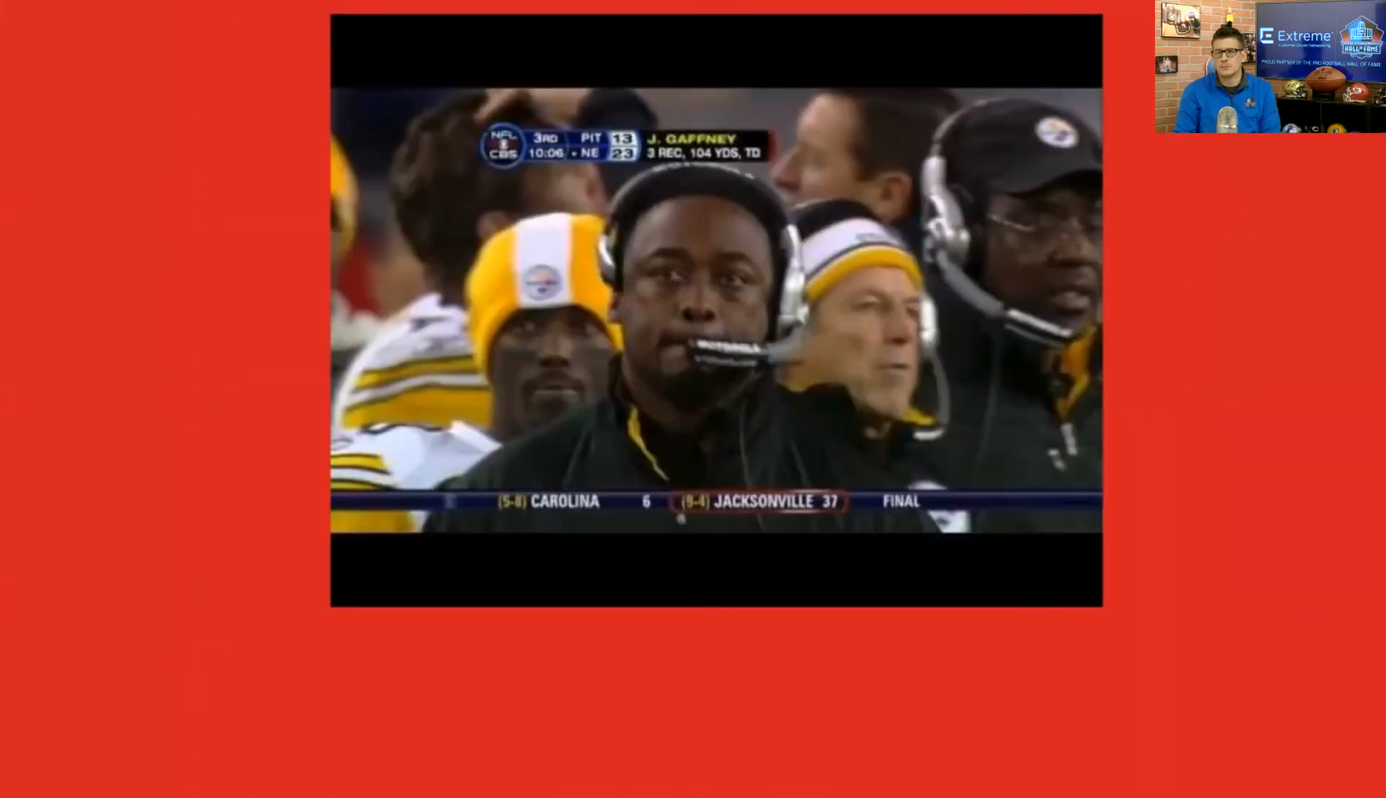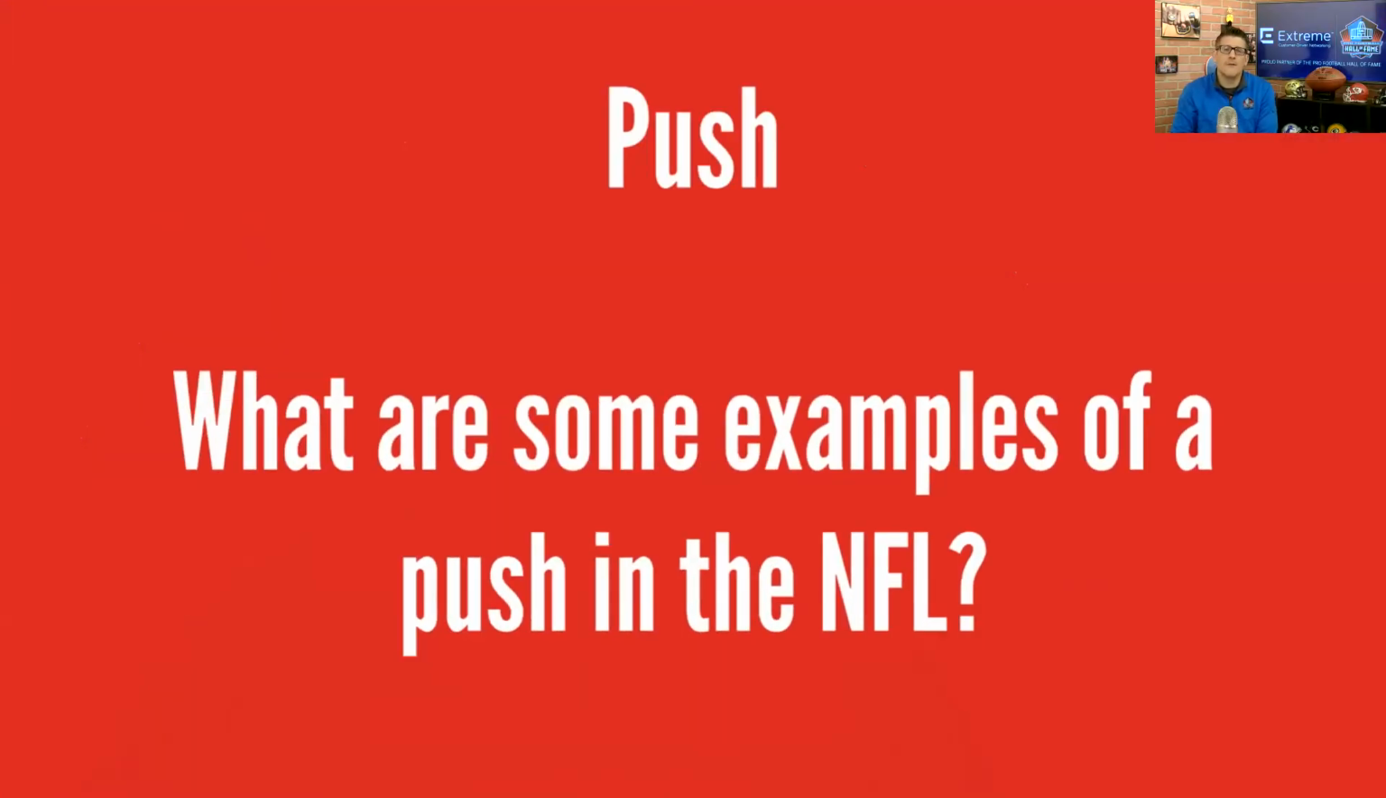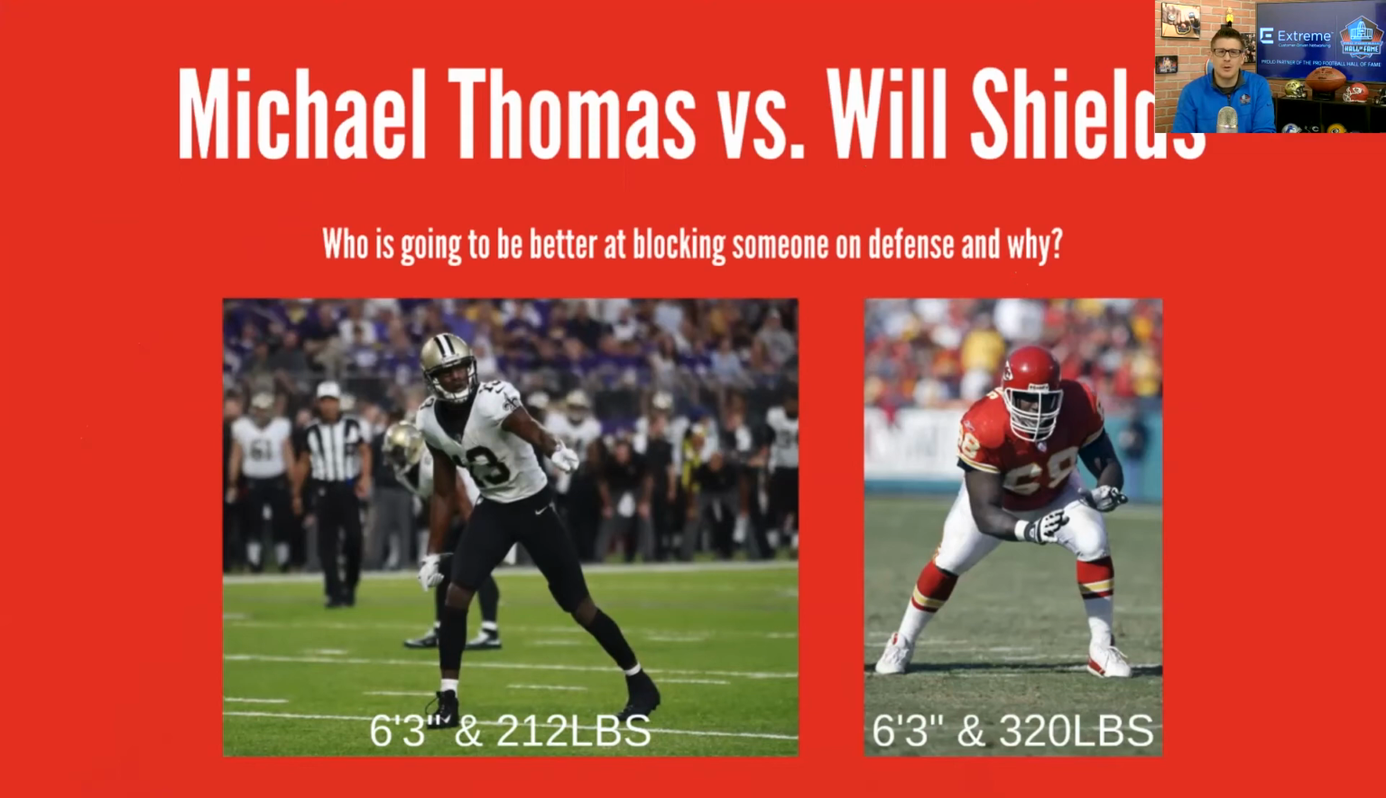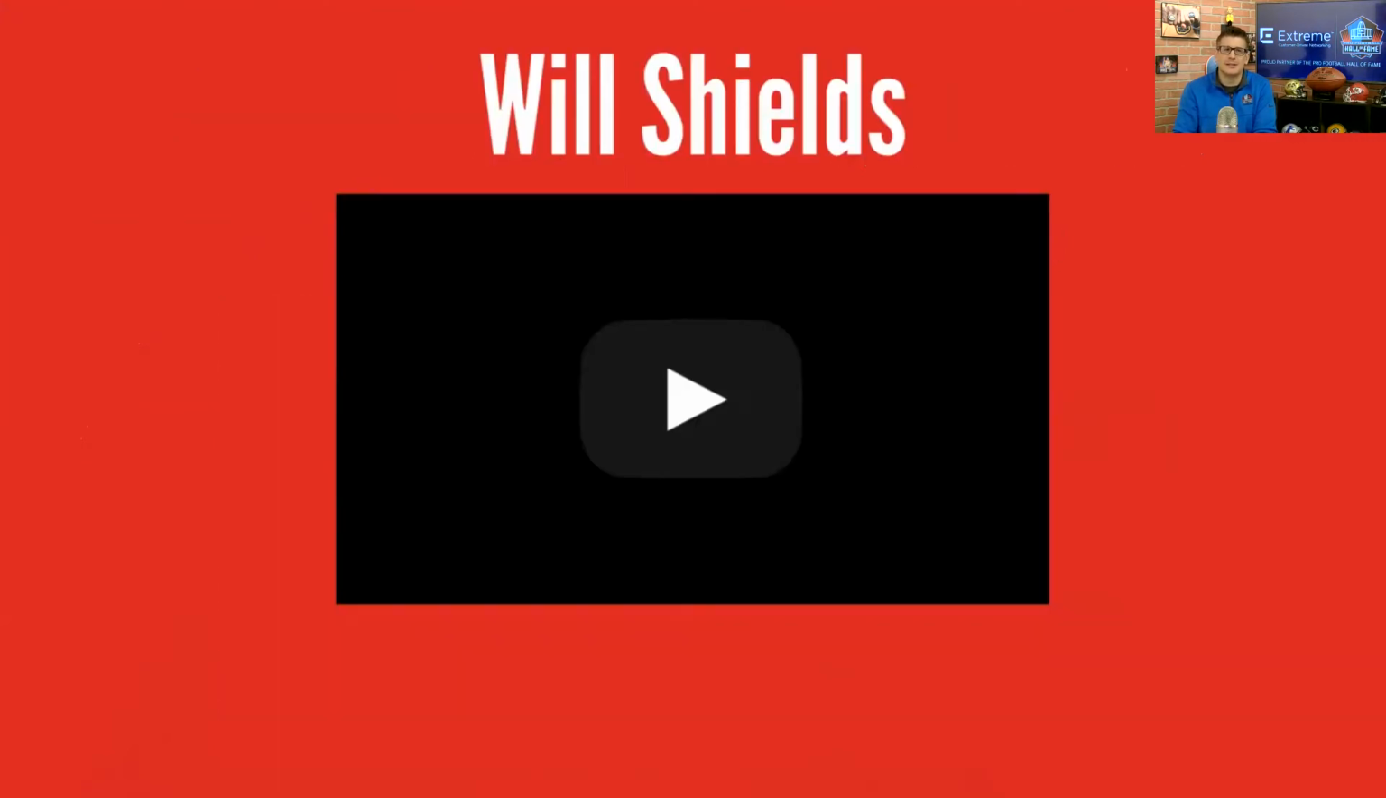Okay, so now we see when we talk about force, we talk about push, we talk about pull. Now there's one position in the NFL where their job is primarily just to push. 99% of their time is to push. Sometimes there might be a hold, which might be a little bit of a pull, but typically they're pushing. If we look at Michael Thomas, arguably one of the best wide receivers in the NFL right now, versus Will Shields, one of our Hall of Famers from the Kansas City Chiefs, 6'3", 212 versus 6'3", 320, we know who's going to be better at blocking because of his mass and size, and he's got the body type and the strength for that position.